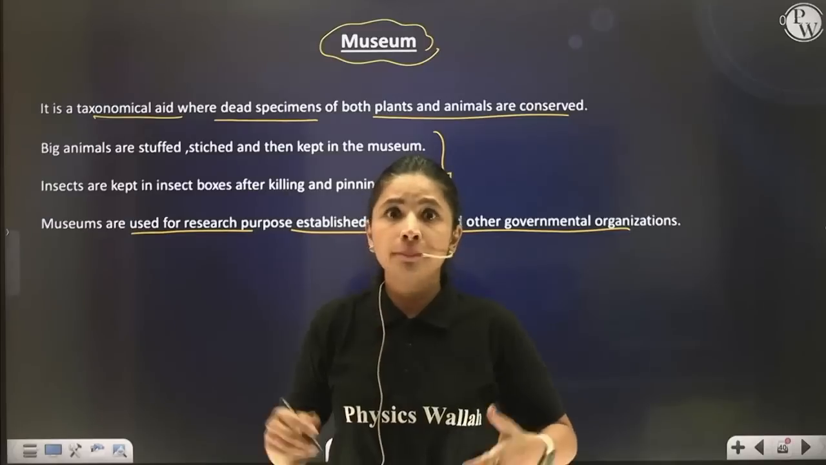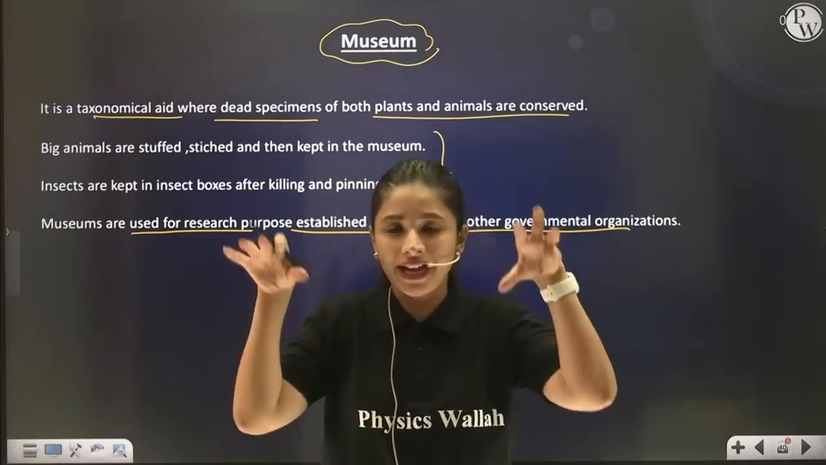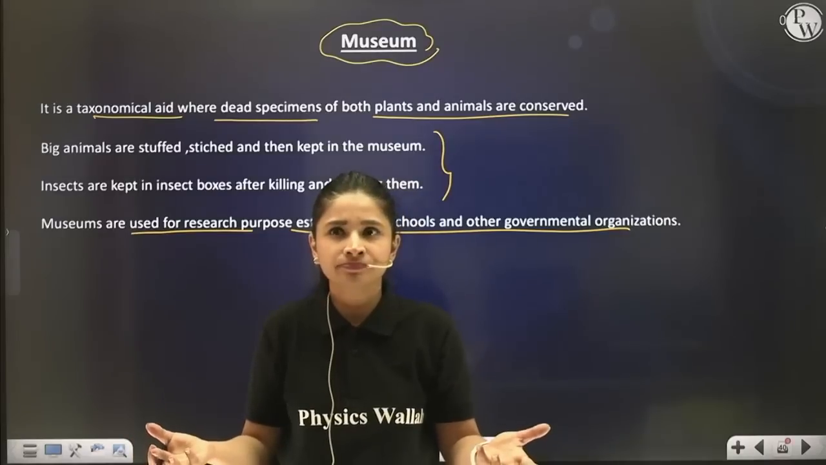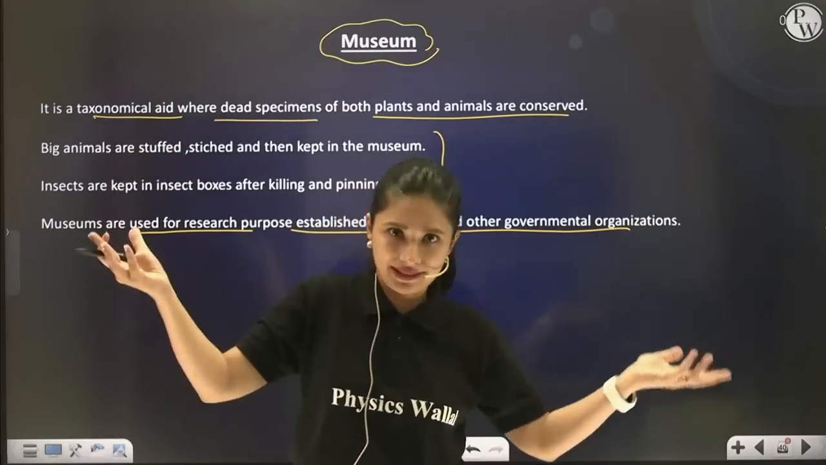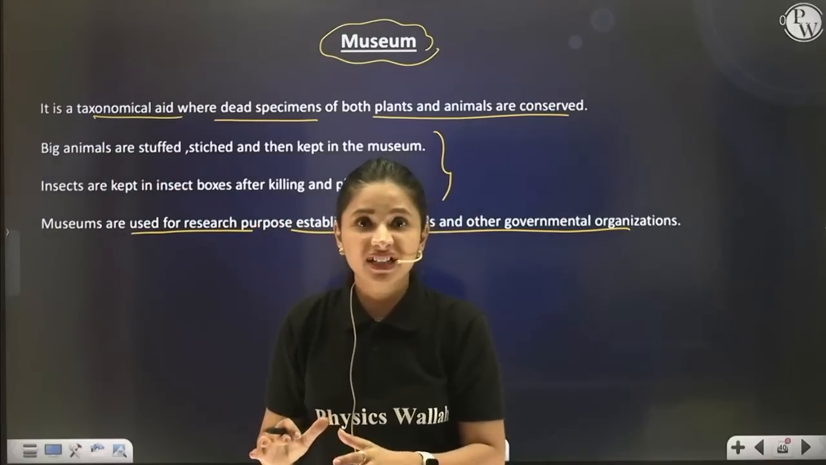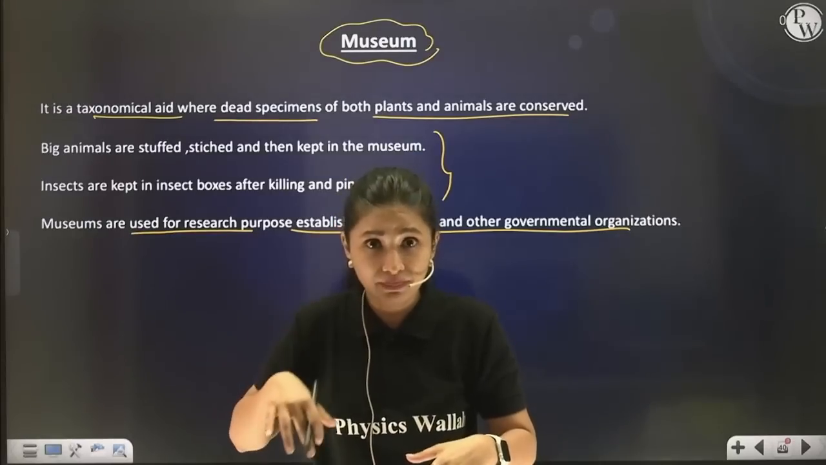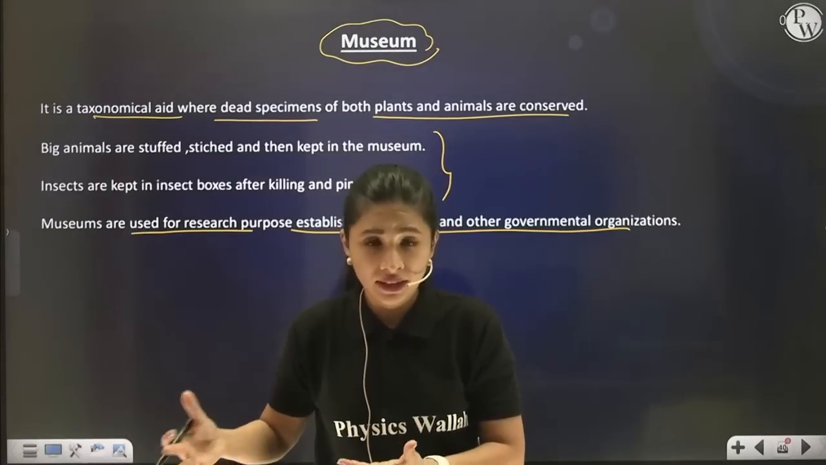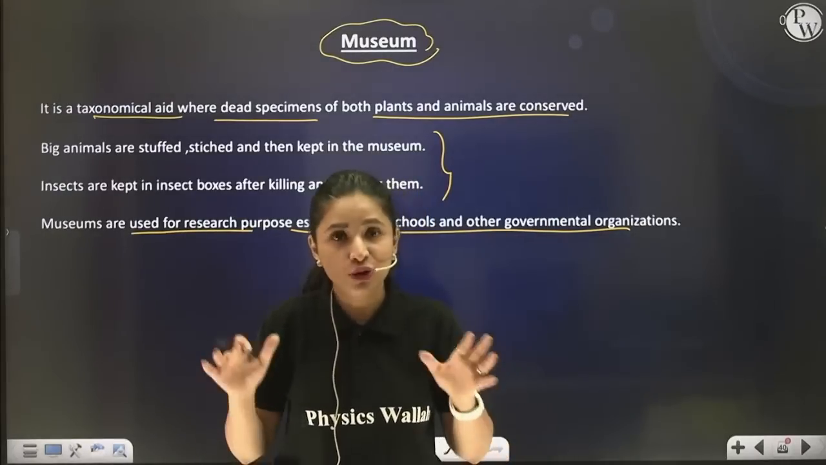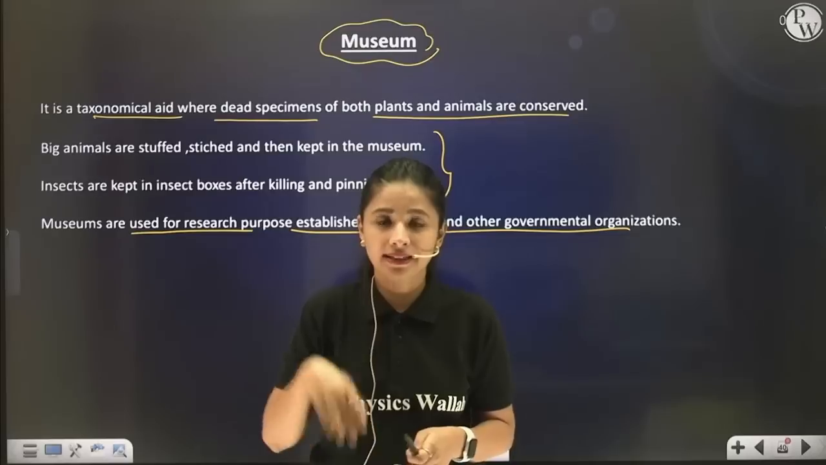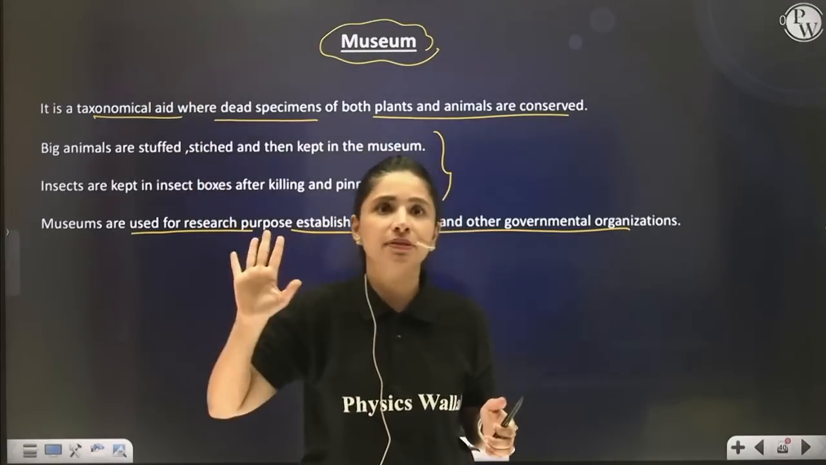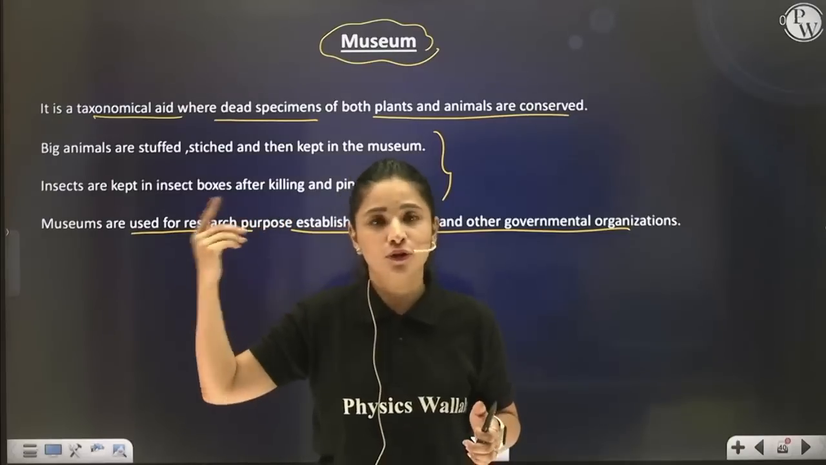In a museum, big animals are stuffed and stitched and then placed. For example, if I want to preserve an elephant, I cannot keep a dead elephant as it is in the museum because it has flesh and blood. With time it is going to get rotten and make the museum very smelly. So to avoid that, such big animals are stuffed with hay and all, and then they are stitched and preserved. You can also preserve their skins and their skeletal system.